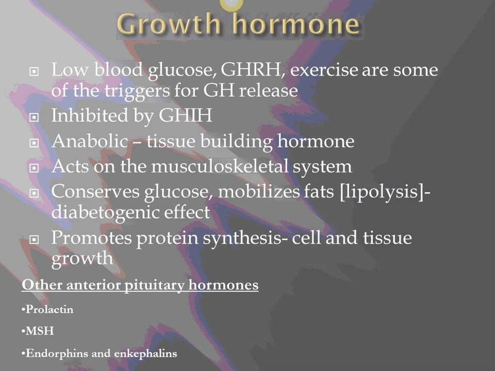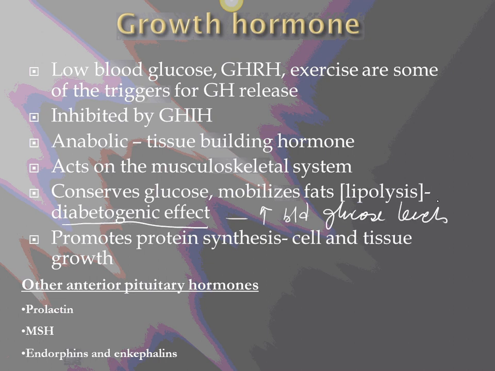It doesn't use glucose to produce ATP. What it does is, it does everything to conserve glucose. Instead, it mobilizes fats. It breaks down fats, which is known as lipolysis. And from this breakdown of fats, ATP is produced. And in fact, even from breakdown of fats, sometimes glucose is produced. So that's why often it is said it has what is called a diabetogenic effect. That means it raises the blood glucose levels.